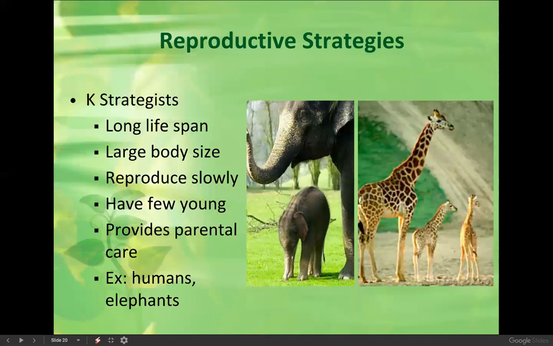Or you have the K strategist, which has a long lifespan. A lot of these animals will have a baby, and that baby will not be able to reproduce for 10 years, 15 years, whatever, some long time. They'll be large in body size, they grow very slowly, have very few young. The parent tends to take care of them, right? So that's a slow growth K strategist. So you have these two different strategies of growth.